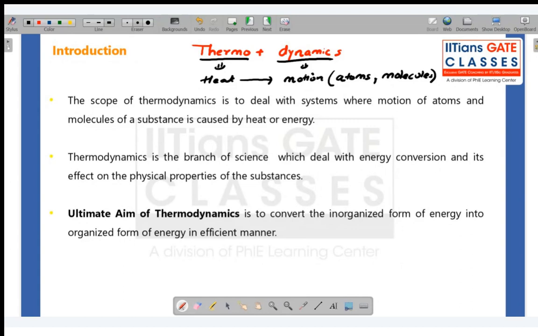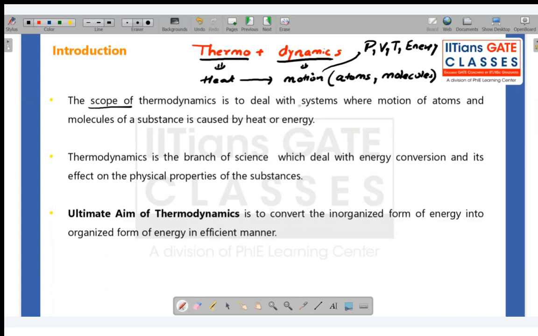If heat or energy is causing a motion of atoms or molecules, then what will happen? Its pressure will change, its velocity will change, its temperature will change, and other properties may also change. Its internal energy will change, entropy will change, all properties will change. And we study how these properties are changing due to heat transfer or energy transfer. That study we say is thermodynamics.